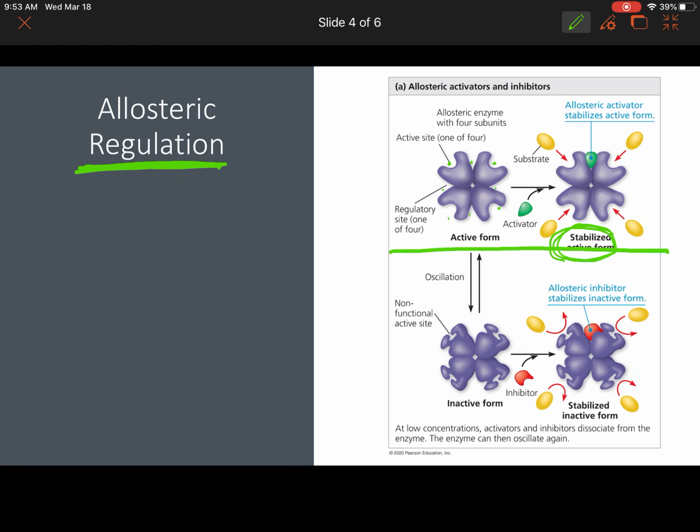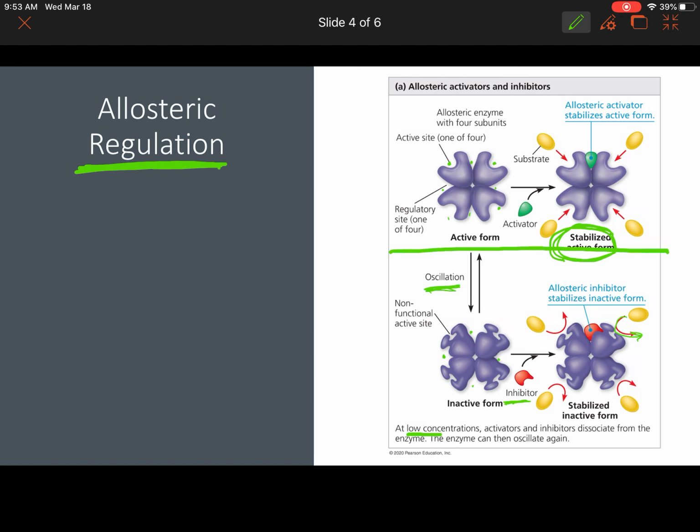But these allosterically regulated enzymes naturally flip back and forth. They oscillate between the active form and the inactive form. And notice how different the shape is in the inactive form compared to the active form. Well, in the inactive form, there are also allosteric sites, but instead of activators binding, inhibitors are going to bind. And so when inhibitors bind to those allosteric sites, the active site is not available to the substrates, and so they cannot bind.